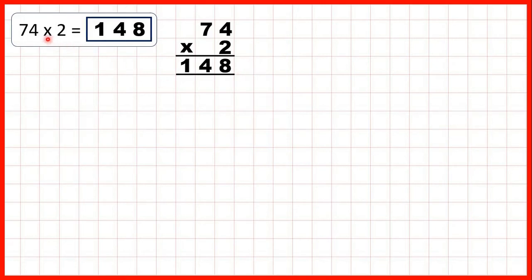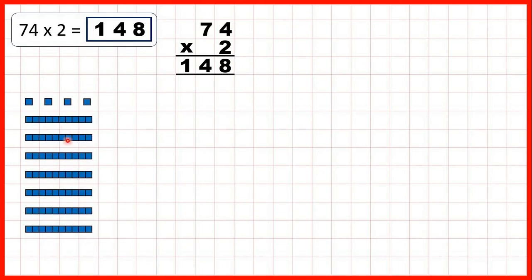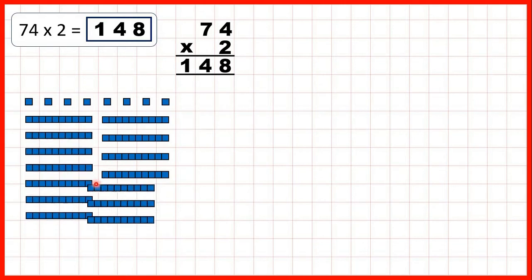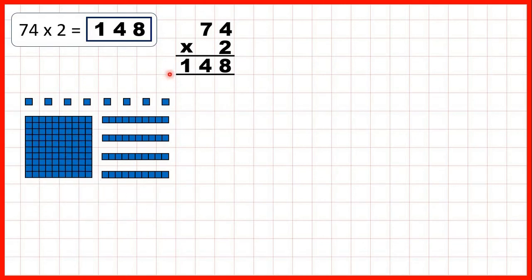So that's why our answer is 144. Now our next question was 74 times 2. So we can represent 74 with 7 tens and 4 ones, and because we're multiplying by 2, we can show that twice. Now here we only have 8 ones, so we can't regroup those. We can't make an extra 10, which is why we don't have anything written above our tens digit. But we can regroup 10 of our tens to make an extra 100. So that gives us 100, 4 tens, and 8 ones, so 148 as our answer.